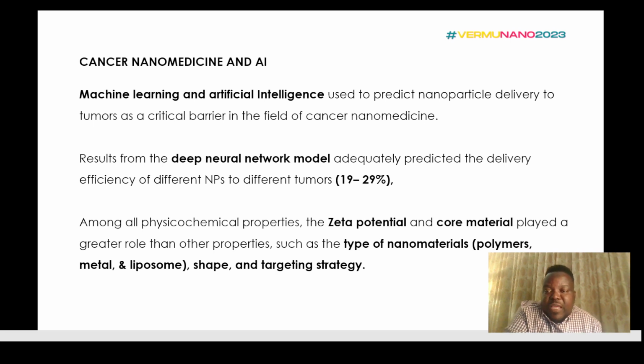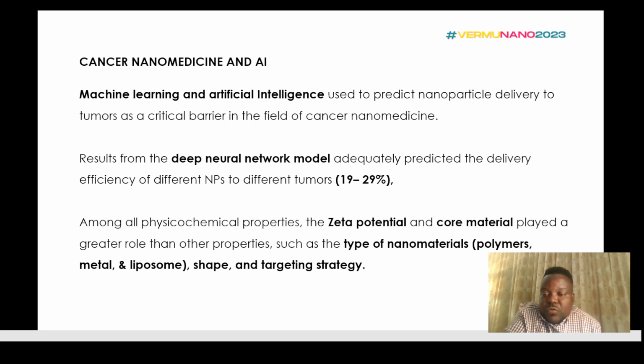Cancer nanomedicine and AI, machine learning, artificial intelligence, we're well known so far. There's a lot of work that has been done or is coming on how nanomedicine in relation with artificial intelligence is likely to predict nano delivery to tumor, a critical barrier for the field of cancer nanomedicine, because this is the area where our challenges are.